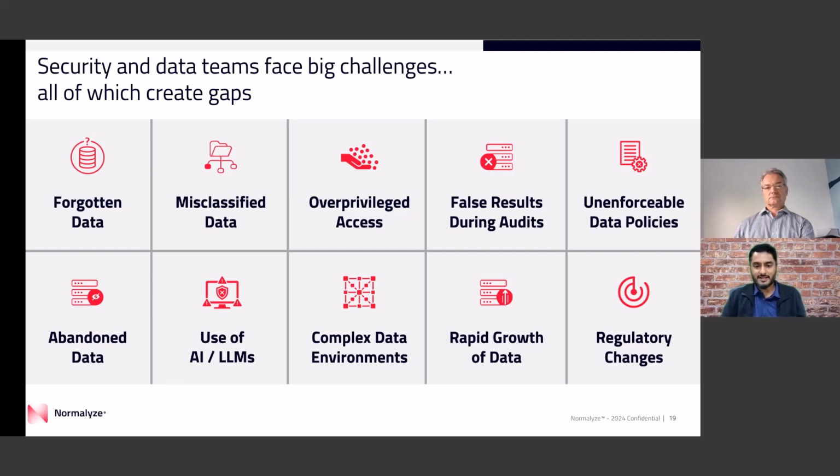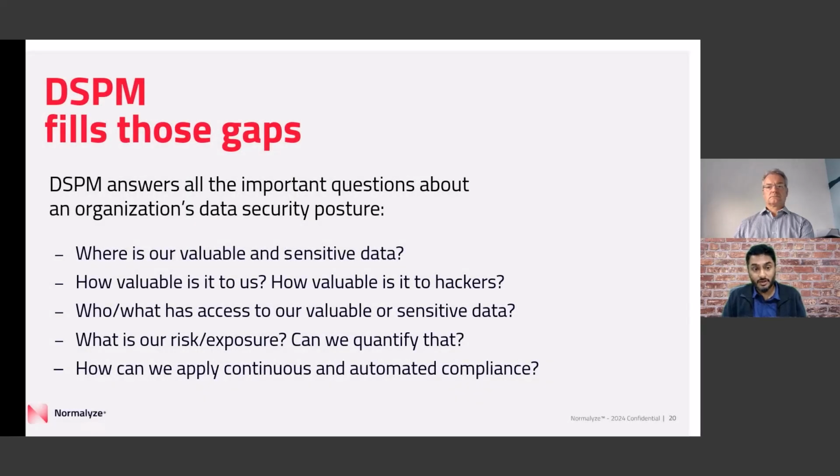There are overprivileged accesses. You cannot assume that everybody who has access to the data needs access. In fact, we find that 98% of users who have access to data don't even need it. They haven't used it in the last 18 to 24 months. How do you actually discover those overprivileged accesses and reduce them? So these are some of the challenges that exist. These are the gaps that need to be filled with new technology. That's what we do, right?